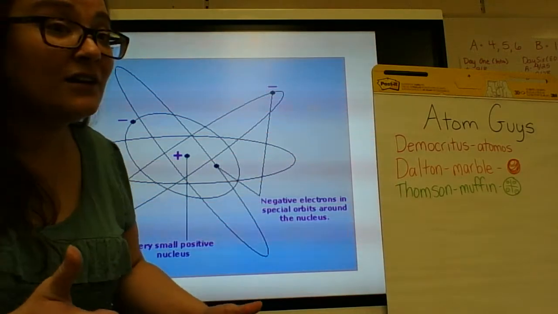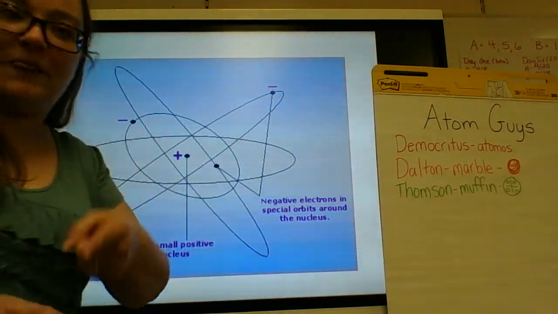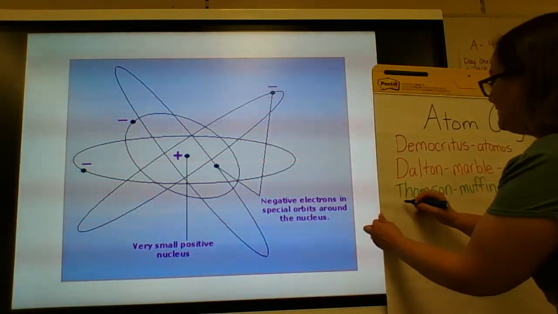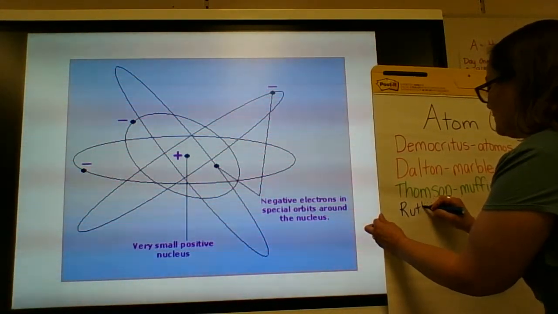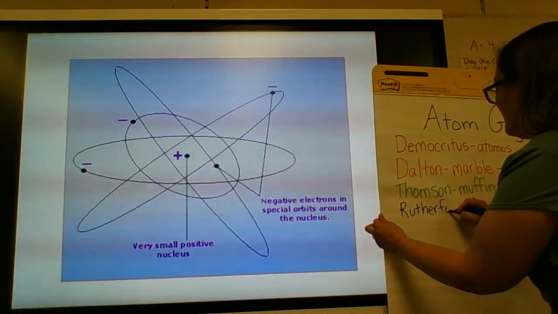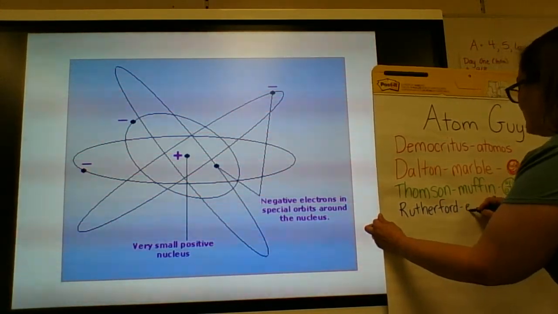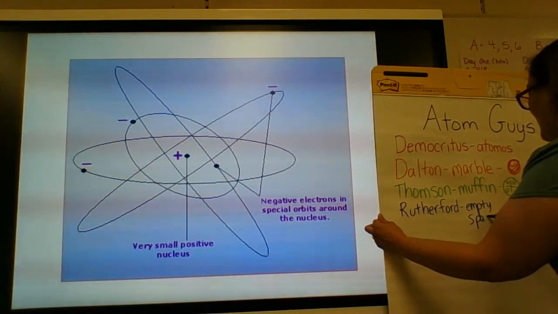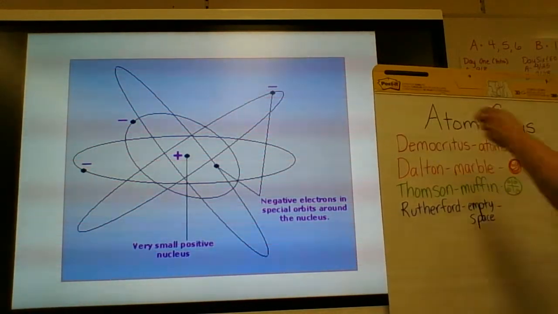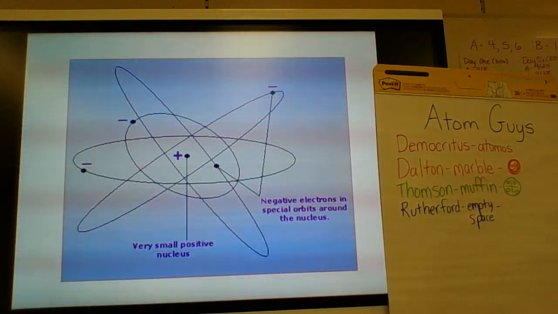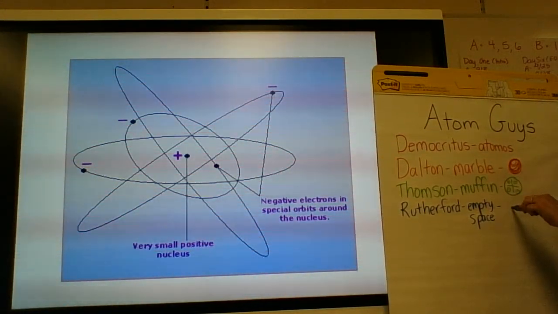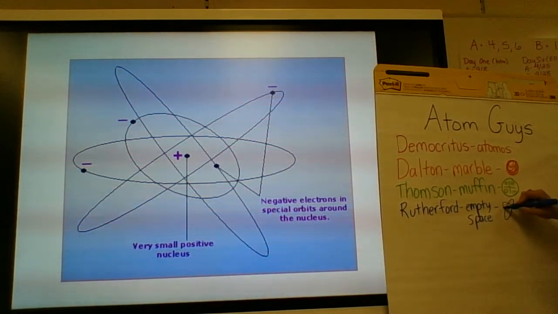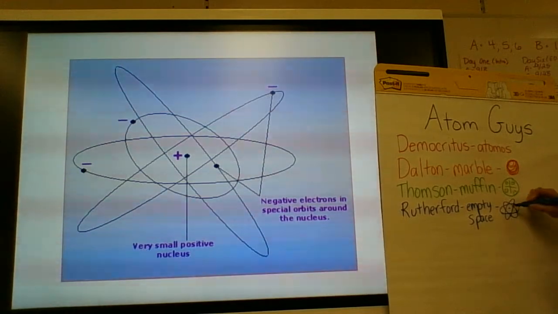So what are we going to write down? That's right. Rutherford, empty space. And then we need to draw a model that looks kind of like that one. Our keywords are empty space. And then we're going to draw a model that looks kind of like the Simpsons model. The way you do that is put your nucleus in the center, and then an oval going one way, oval going another way, oval going another way.